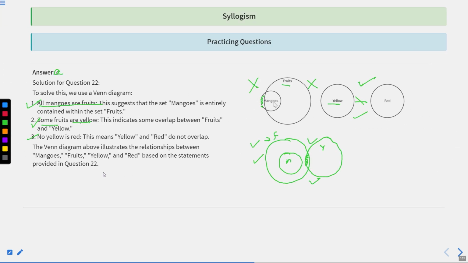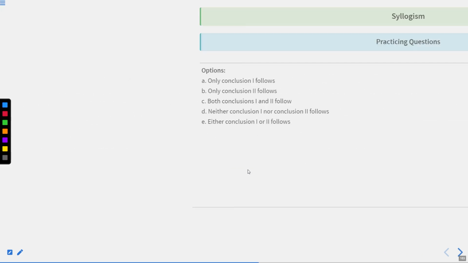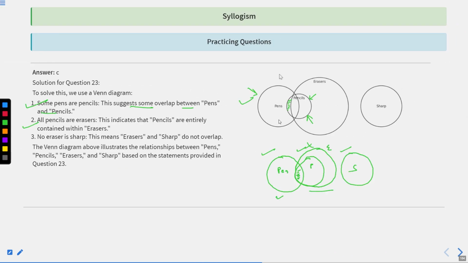In the previous question, there was no overlap between all mangoes and fruits and this particular portion. Because what we would have seen here is that some fruits are yellow. All mangoes are fruits. This is the first statement that was provided. Some fruits are yellow. Obviously, some fruits are yellow. But in this particular statement, there is no relation between pens and erasers directly.